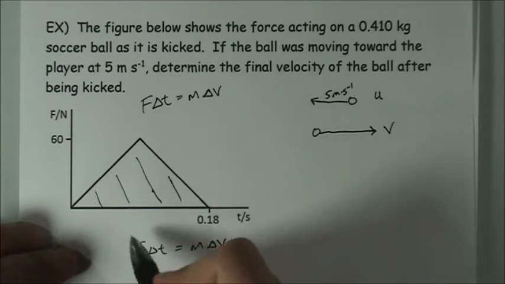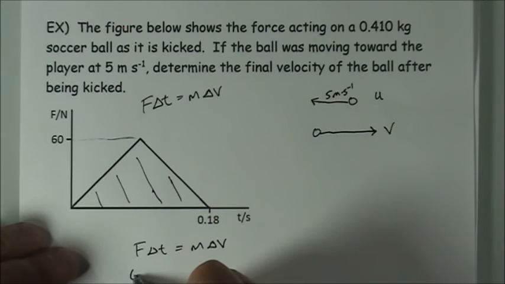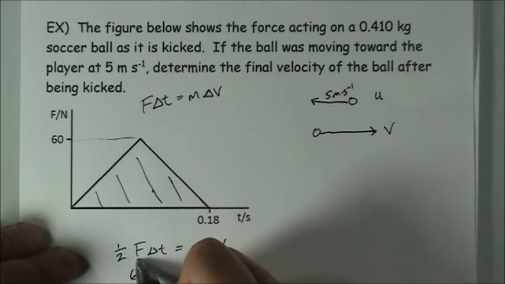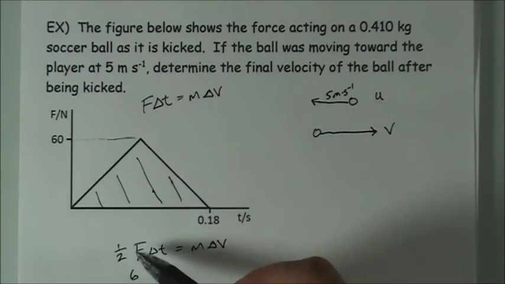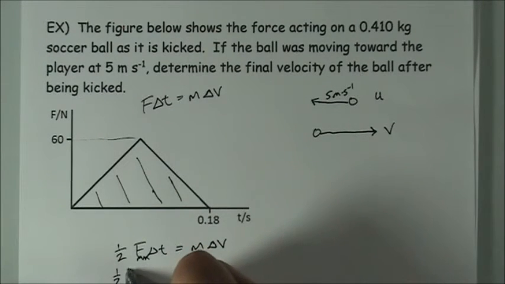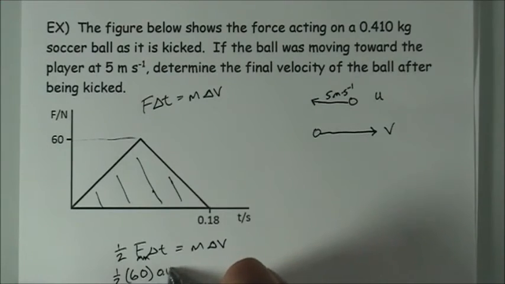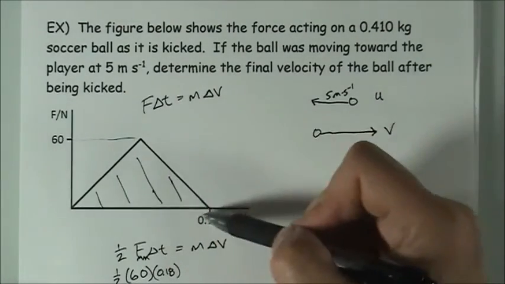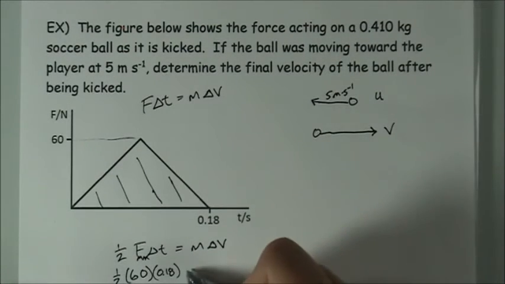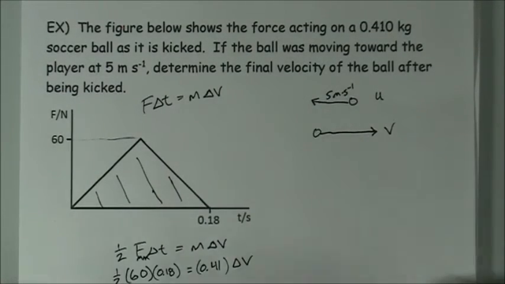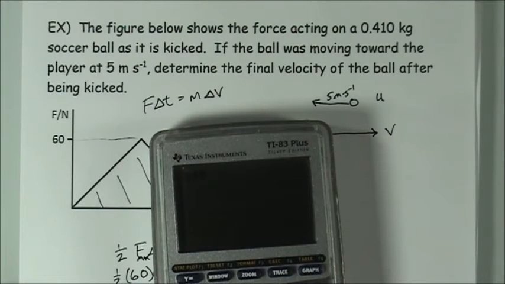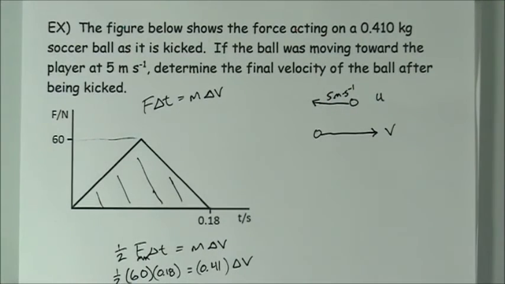So in this case, the maximum force, as you can see, is 60. Because this is not a rectangle, we need to modify the formula a little bit. So it's 1/2 F max times delta t, which is 0.18 seconds. That will give me the area of the triangle. And I do have the mass of the ball because they told me it was 0.41. And then I'll get delta v. So the answer is 13.2.